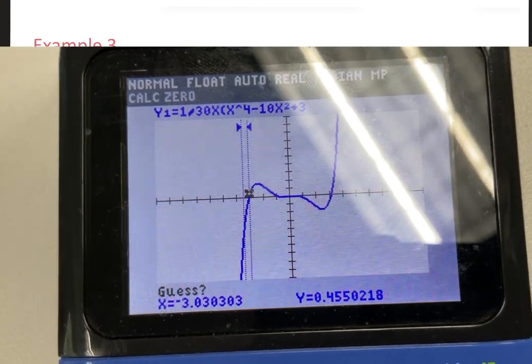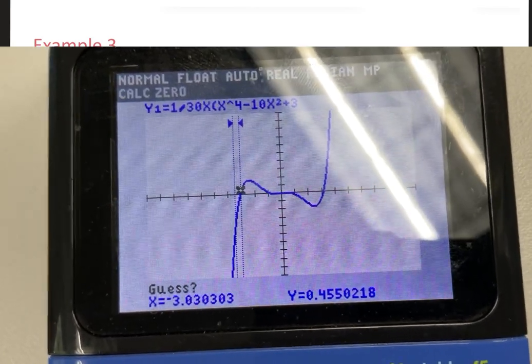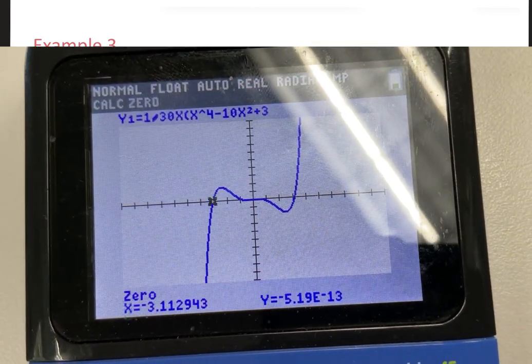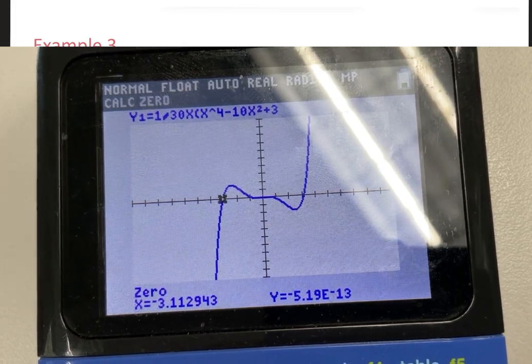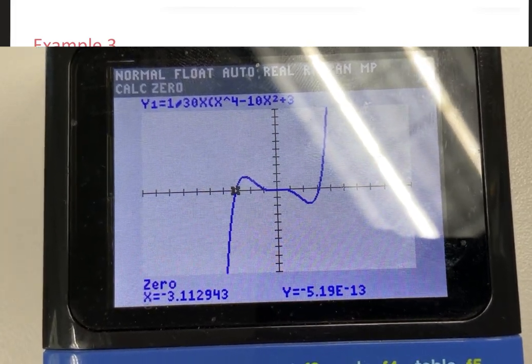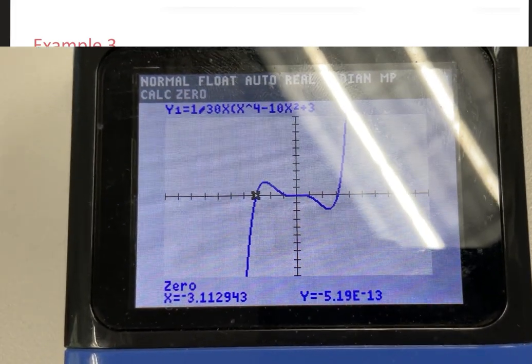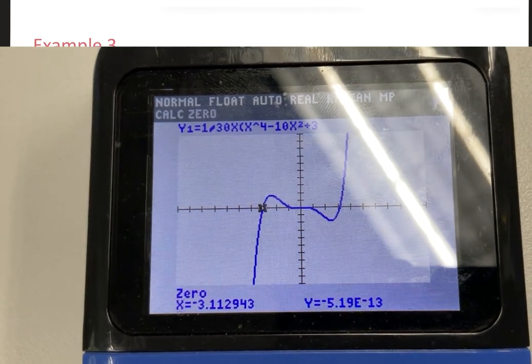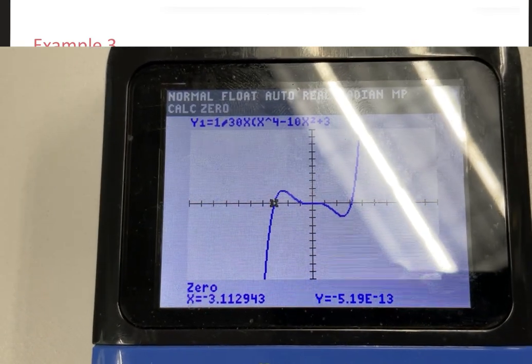Now what does it ask? Are you ready for me to guess? Yep, I'm ready. I'm going to hit enter. And it's going to bring you to that coordinate point. Now if it's an x-intercept, what should y be? 0. Yes? Is that 0?